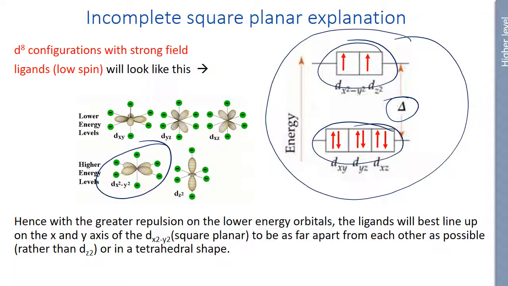This will allow them to be as far apart from each other as possible, rather than the dz squared configuration, which would be your tetrahedral arrangement, because you want to reduce the repulsion between the ligands, and also the repulsion between the d orbitals. This is why you get this formation here, the low spin variety.